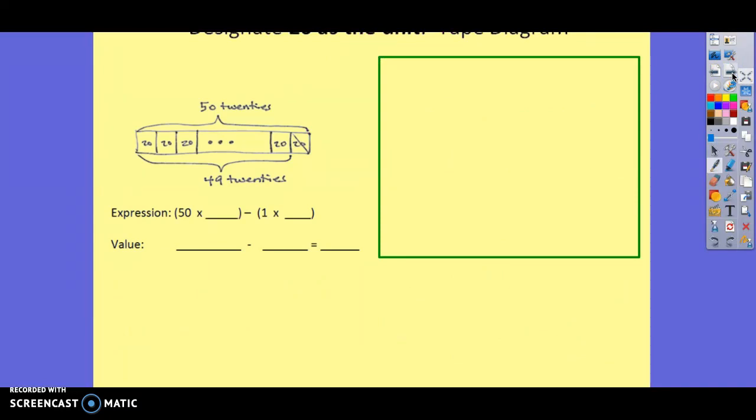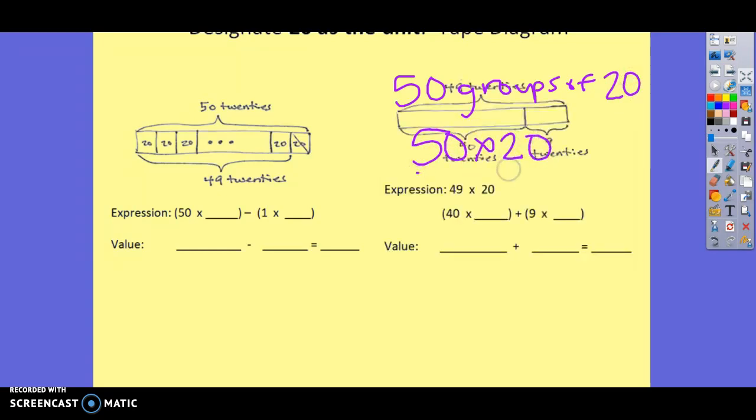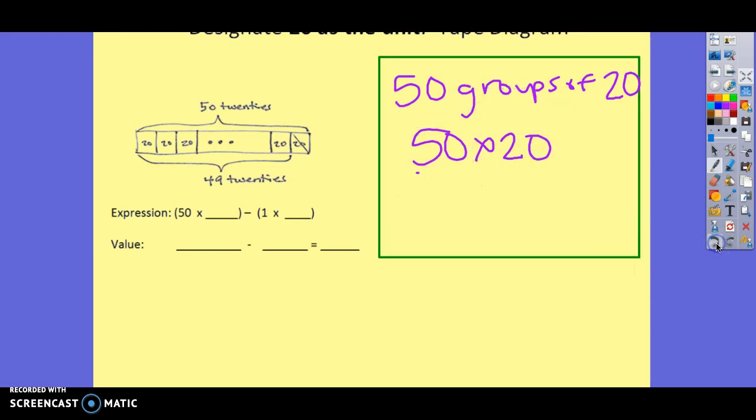Well, here we have 20 as the unit, and they have used 50 groups of 20 to help us with mental math. So 50 groups of 20, which would be 50 times 20. 5 times 2 is going to give us our 10. And then we're going to add 2 zeros to that.